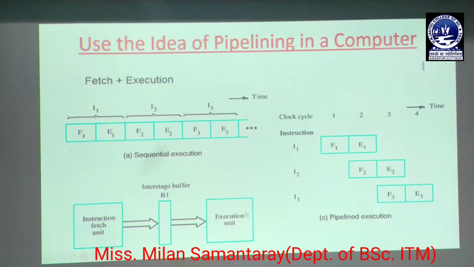And when that is going for the execution unit, at that point of time the processor will fetch another instruction I3 by using this instruction fetch unit, and it has to wait in the buffer. Then after execution of this, in the fourth clock cycle, the execution of instruction 2 is completed, so that instruction 3 can go for the execution.